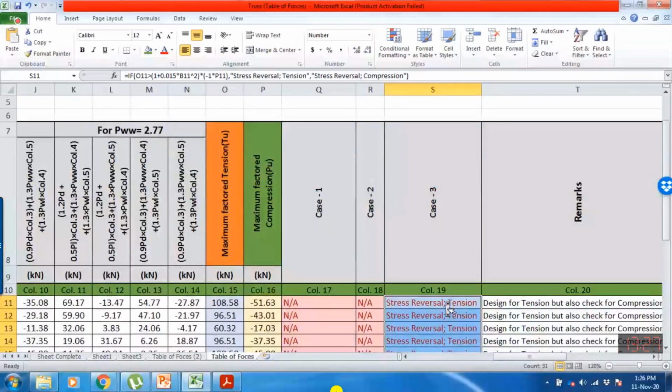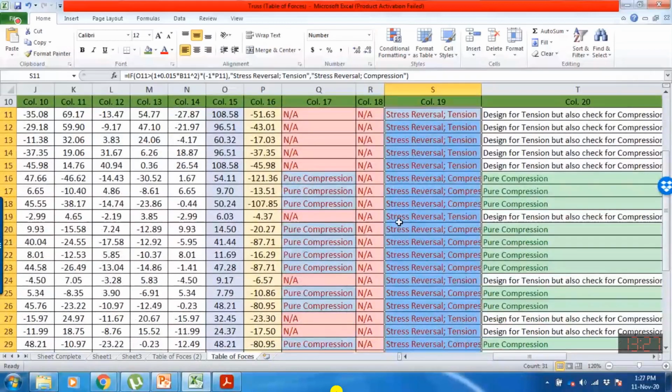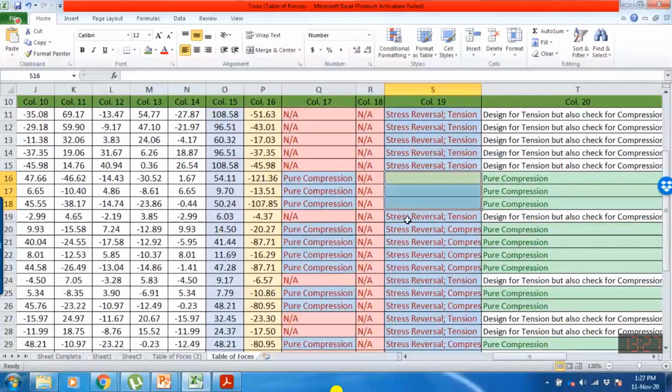So wherever we are, this formula will only be applicable. It is not applicable for this condition because we already have pure compression. Also not for here. Only for those columns where we have not applicable in the first and second case.